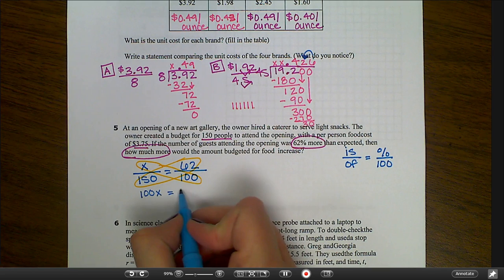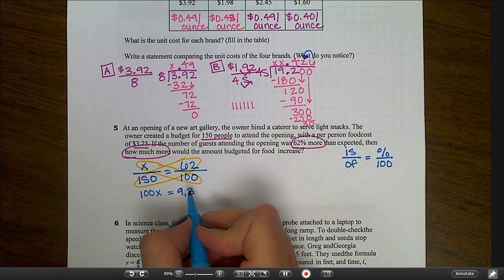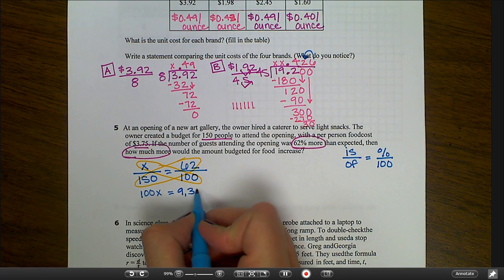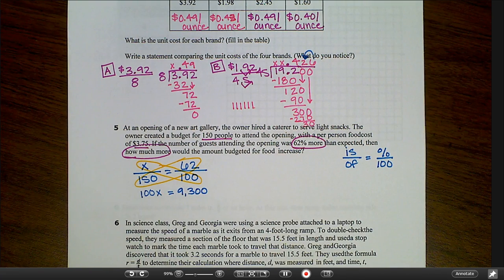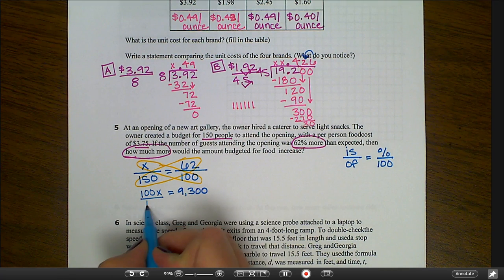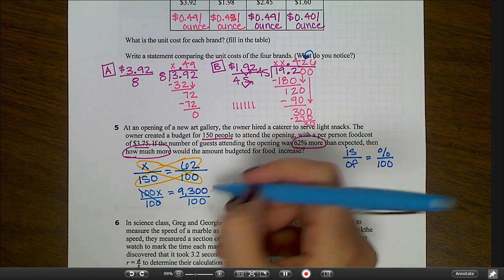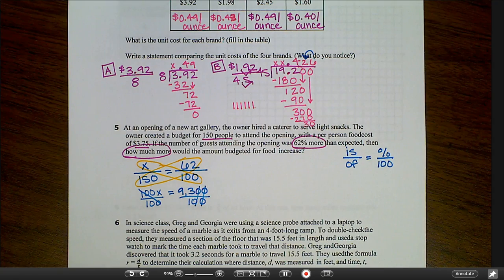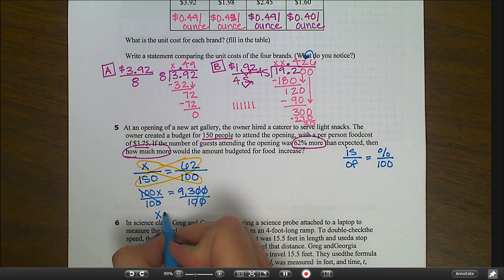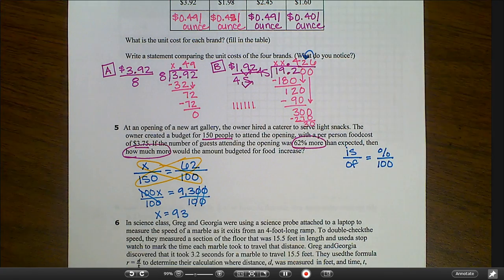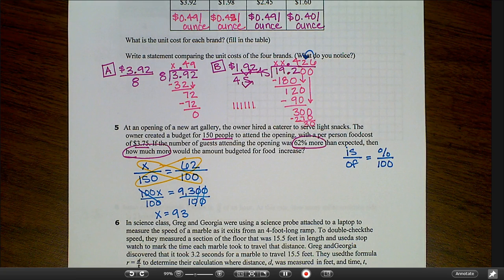Okay, you should have gotten 9,300. And then we're going to divide both sides by 100. Ooh, yes, I can cross out some zeros. And 93 divided by 1, that's 93. So basically, he's going to have 93 extra guests.